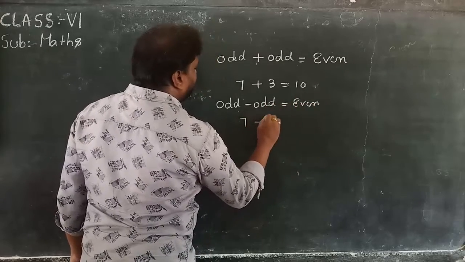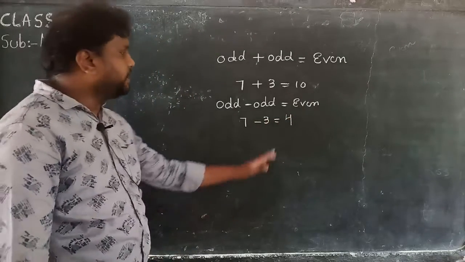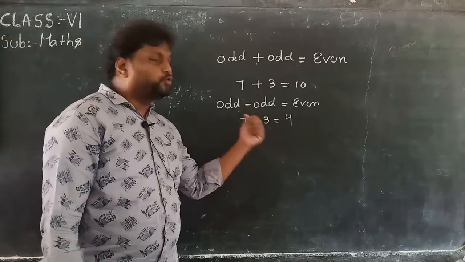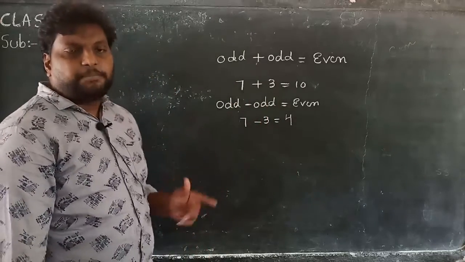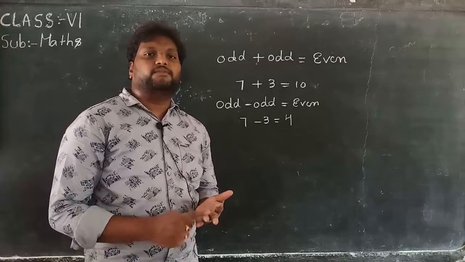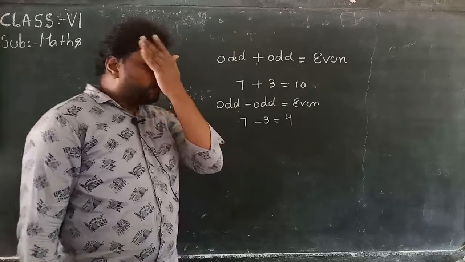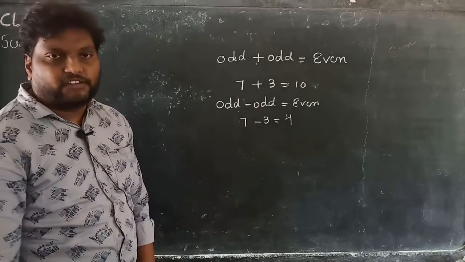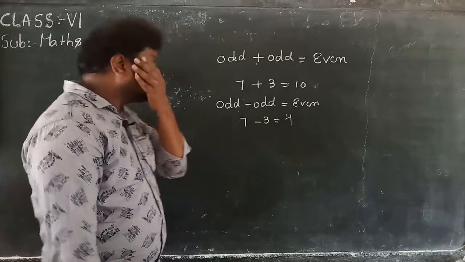Seven minus three, the same combination I am taking here, gives the answer 4. 4 is an even number. The difference between two even numbers or two odd numbers is also an even number. The sum or difference of one even number and one odd number will give an odd number. Okay, same combinations give even, different combinations give odd.